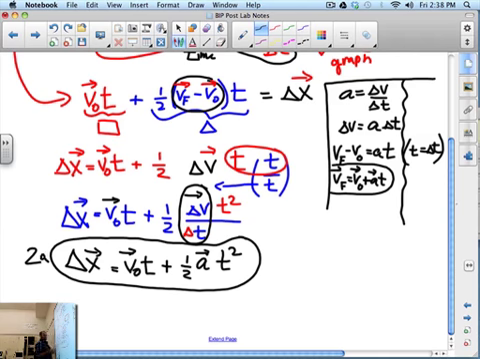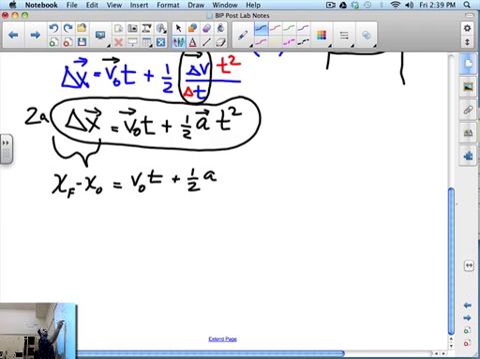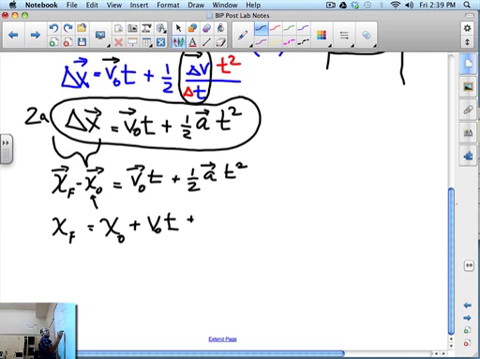And I'll write a little 2a because if you change your delta x to x final minus x initial, after all, that's what delta x is, you can just rewrite your equation and get it in another form. I'll put arrows over everything. So all of these have direction. Final position equals, I'll move this term to the other side, x naught plus initial velocity times time plus 1/2 a t squared. So this is a nice little family of equations so far.